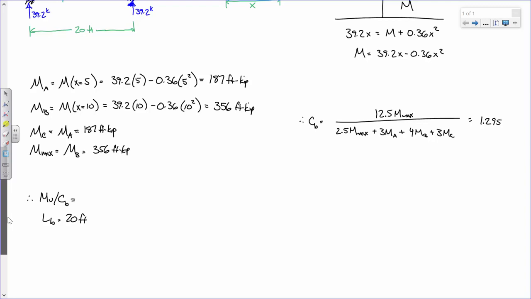Oh my goodness. Fire truck is loud. All right. The maximum moment in this segment, 356, divided by C sub B. What's that? So 274.9.